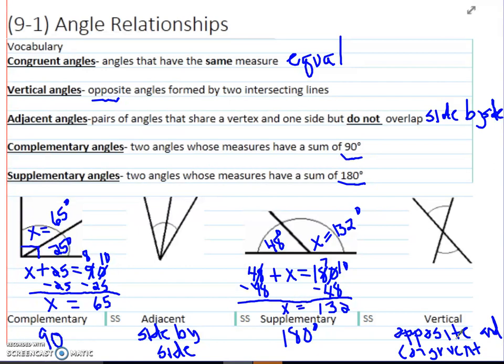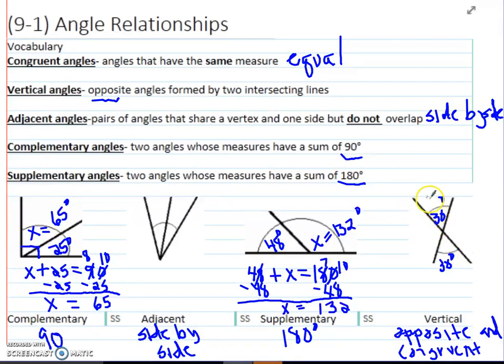Okay, so let's say that we know this is 30 degrees. We should be able to figure out the measure of this angle, and this angle. So the first thing is based upon vertical angles. If you have two intersecting lines, you create opposite and congruent angles. This angle equals this angle equals this angle. So if this is 30 degrees, this is also 30 degrees.